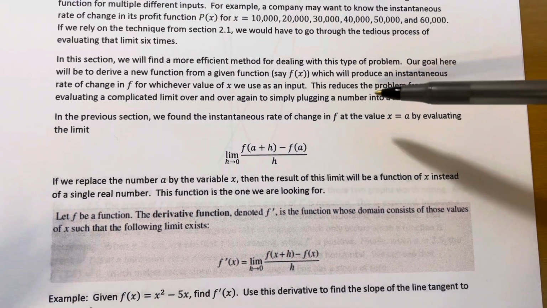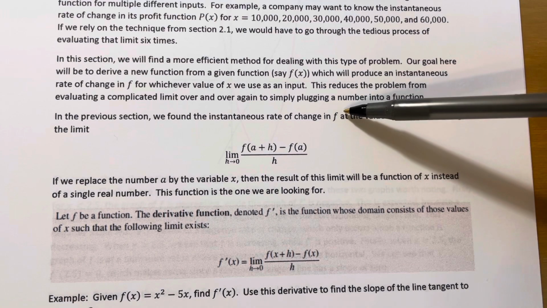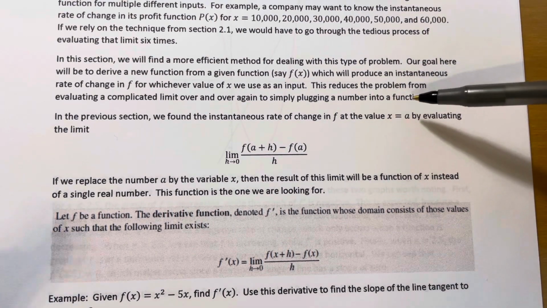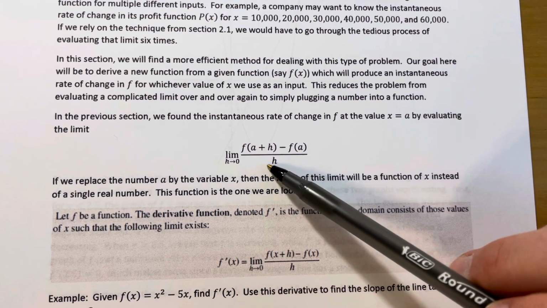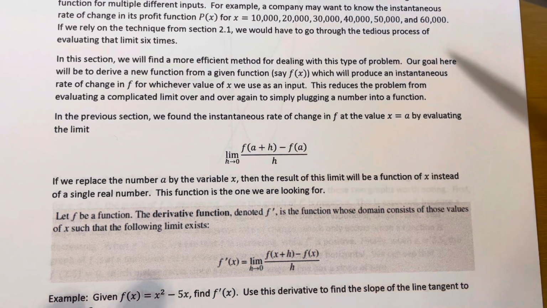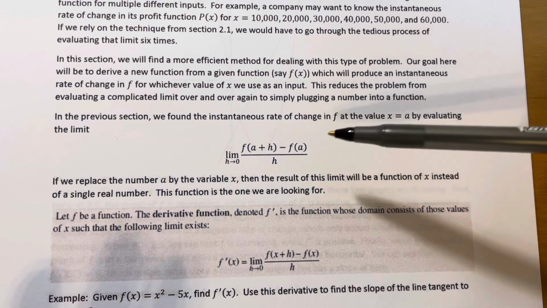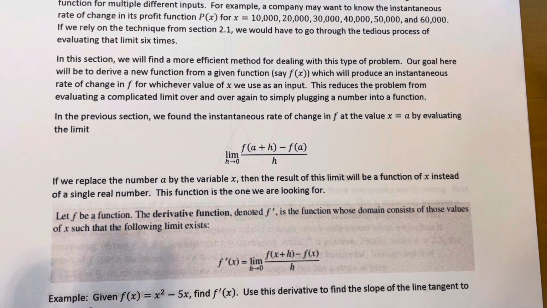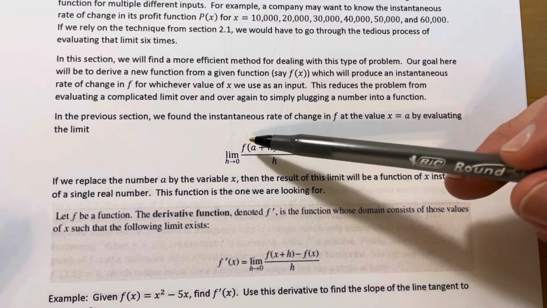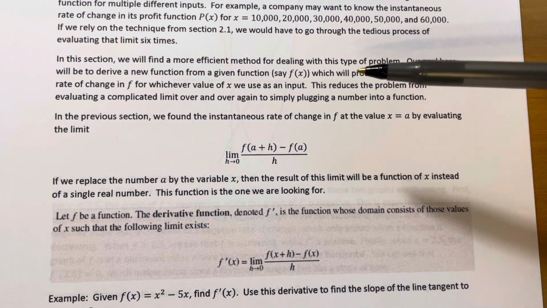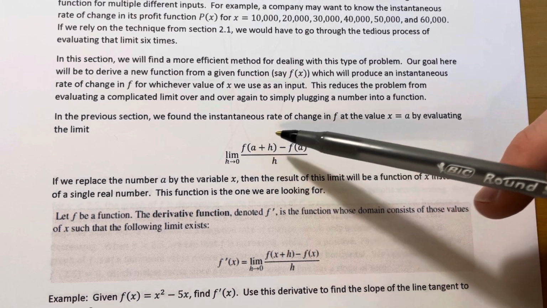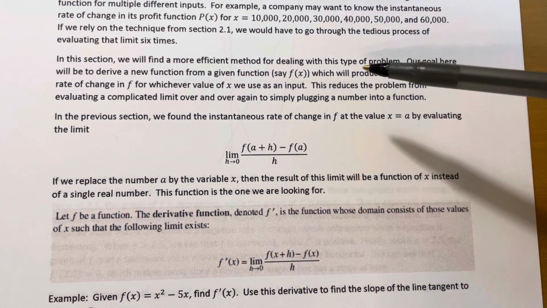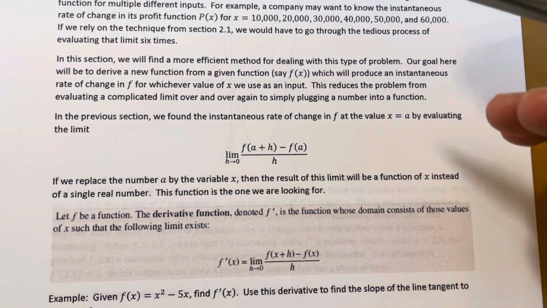So here's that limit definition that we've already been using. If you want to find the instantaneous rate of change in a function f at the value x equals a, then you evaluate this limit, the limit of this difference quotient right here. But if we want to be able to do this for various different numbers a, not just a single number, but for the same function f, then one thing we could do to make that a little bit more efficient is replace that a with an x. In other words, we think of x as a variable.